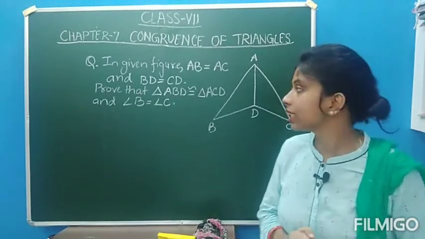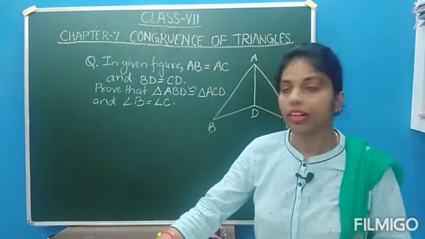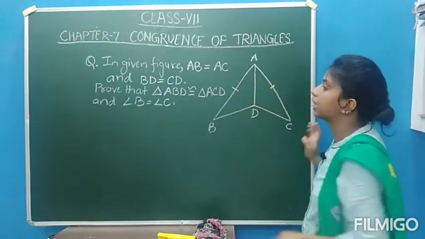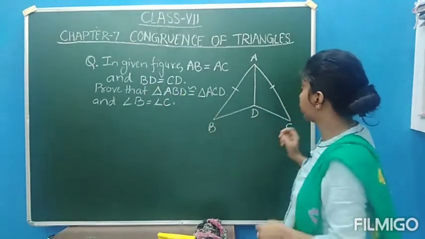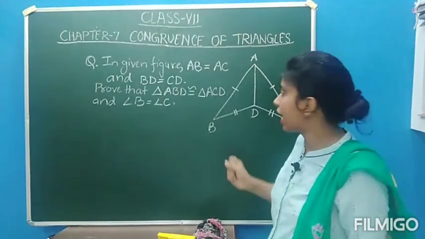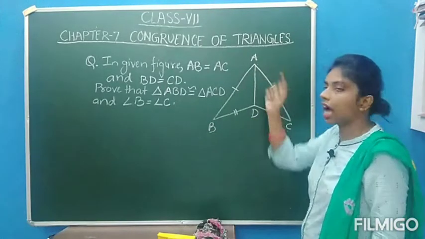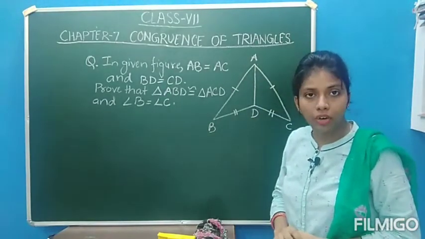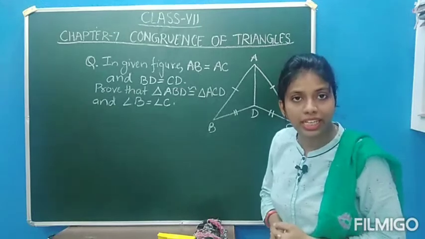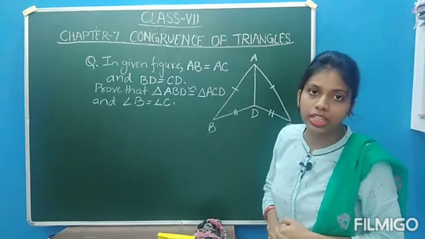So here in this question it says that in this given figure AB is equal to AC. So what is given? AB is equal to AC and BD is equal to CD. So this side is equal to this side. Then we have to prove that these two triangles, triangle ABD and triangle ACD, are congruent to each other. So how are we going to use it? Here two sides are given. We know one criteria to show that two triangles are congruent, that is side. So let's use the criteria.